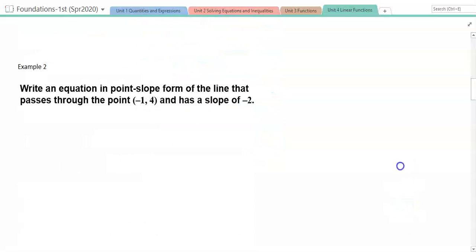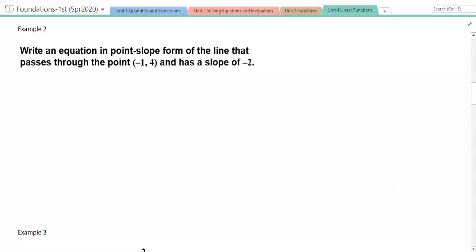All right, so let's look at example 2. Same as example 1. So let me have you pause the video here, try this problem, and then let's see if you get it right. So pause the video for a second.